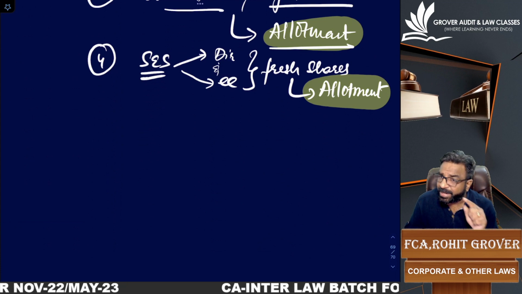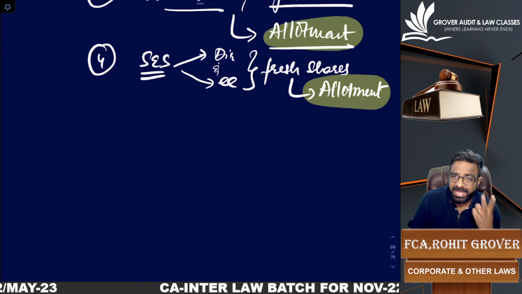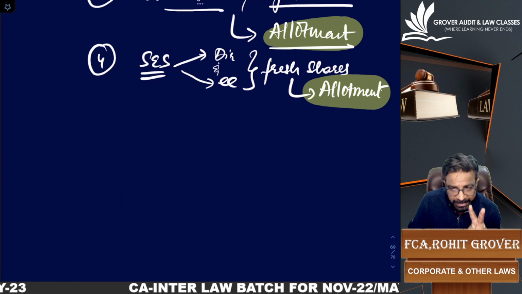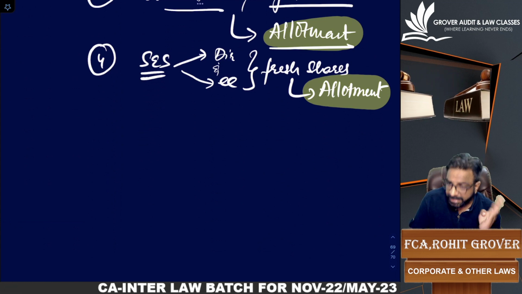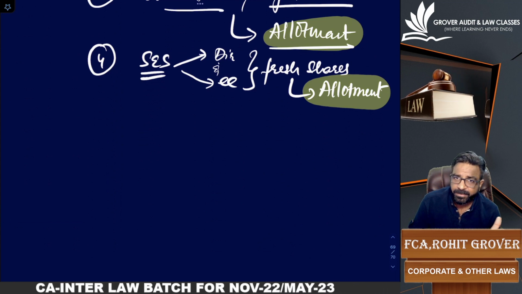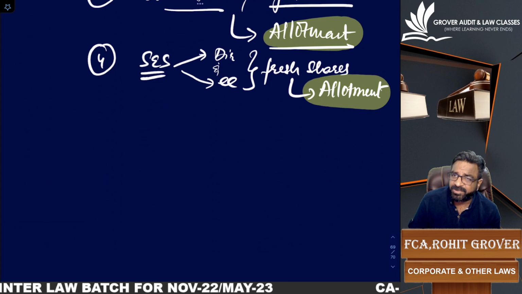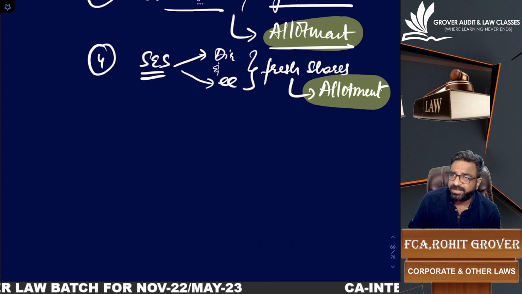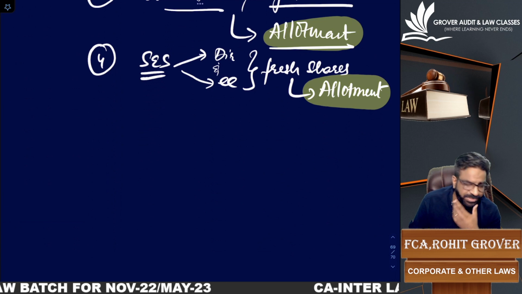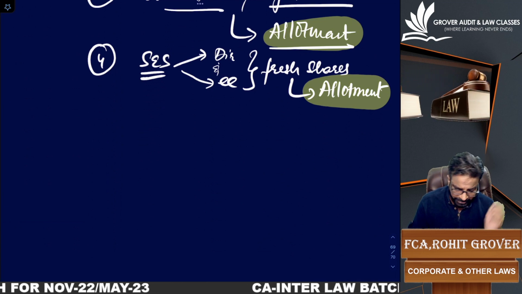Is IPO an allotment? Yes. Is FPO an allotment? Yes. Are bonus shares, right shares, sweat equity shares, ESOPs, all these allotments? Yes. Bonus shares, sweat equity shares, ESOPs, all these are allotment. They are all fresh issues of shares. Did you all understand the concept? Yes or no?